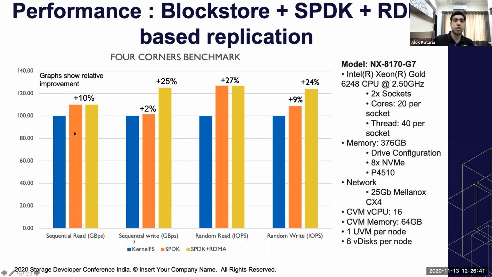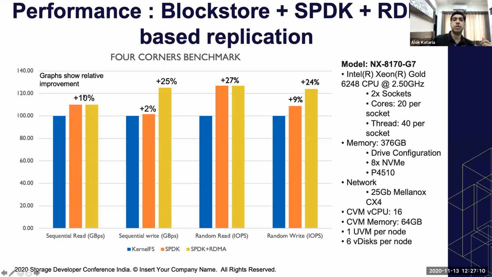The sequential read is being done at a 1 megabyte block granularity. We see about 10% improvement with SPDK and Blockstore combined. And the improvement is still modest because you would notice that with a 1 MB block, the number of context switches that are happening is still limited because we are now doing much more work per context switch.